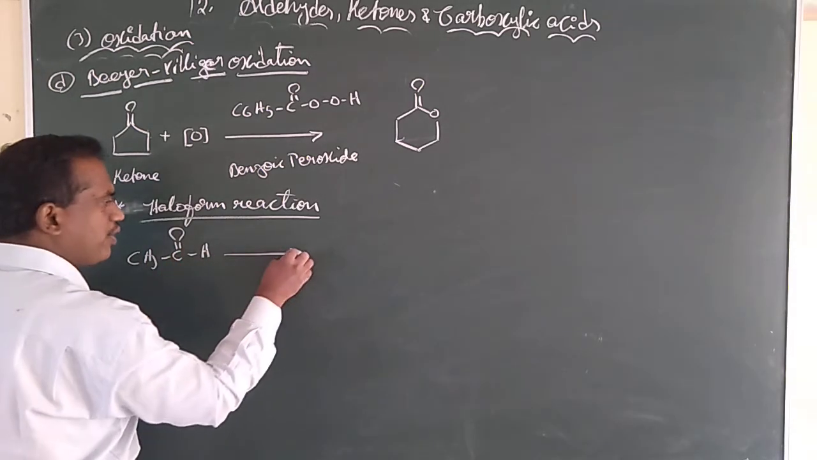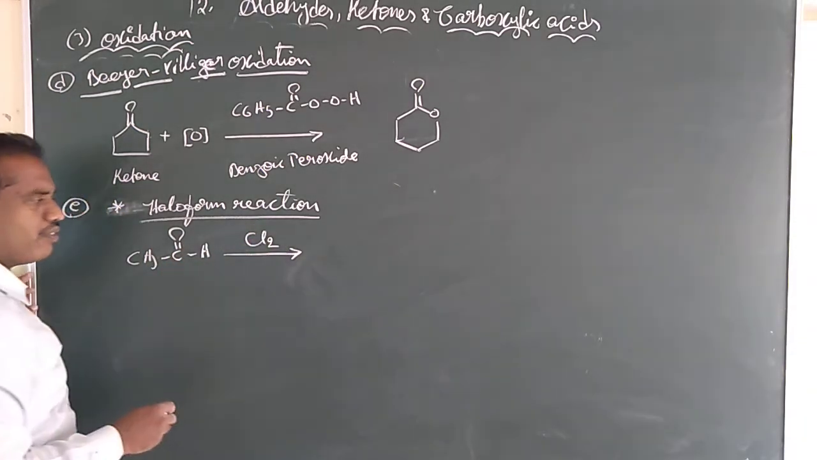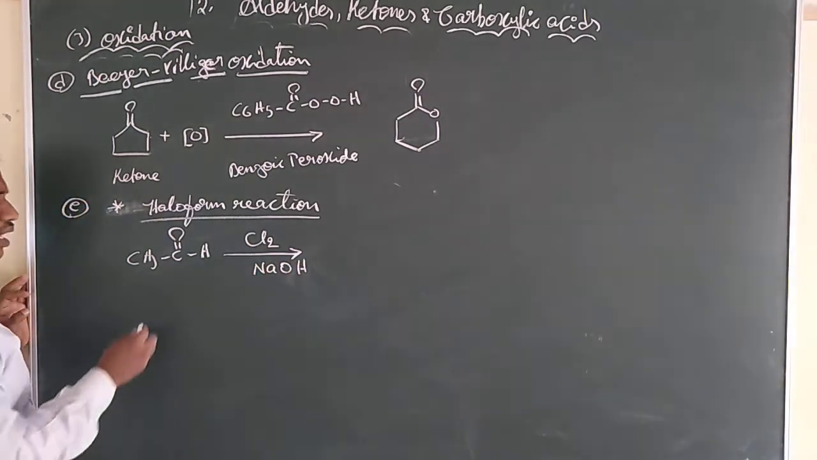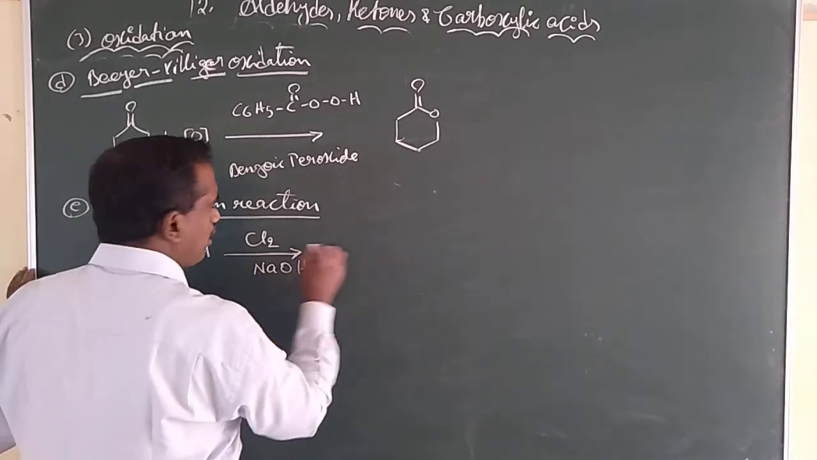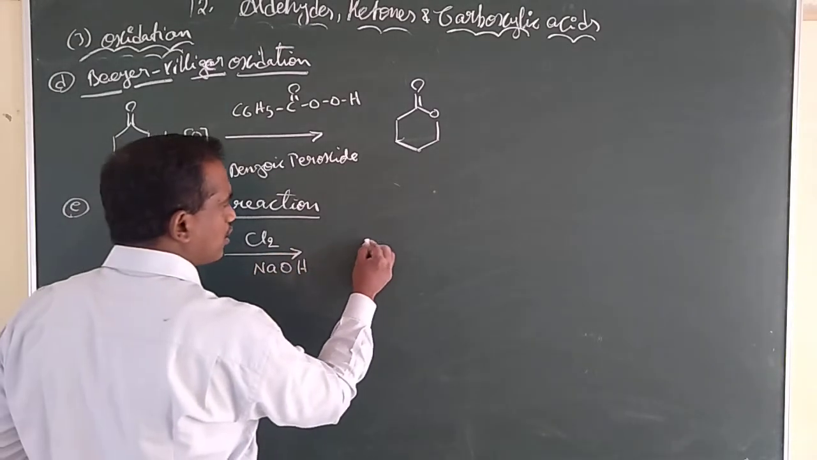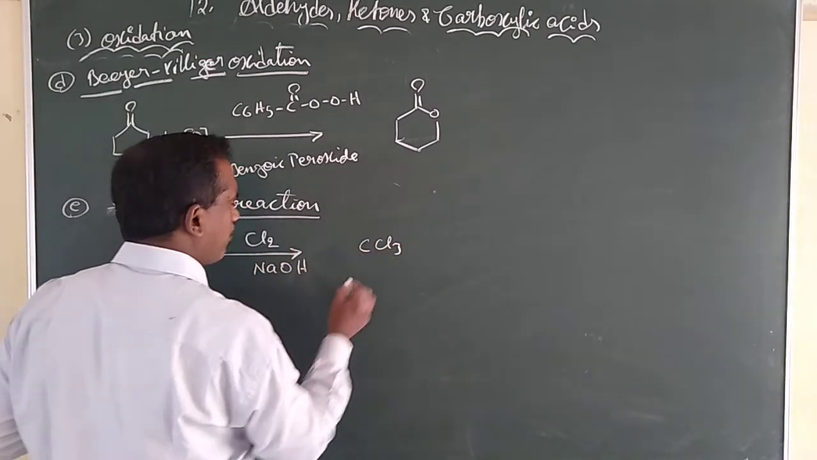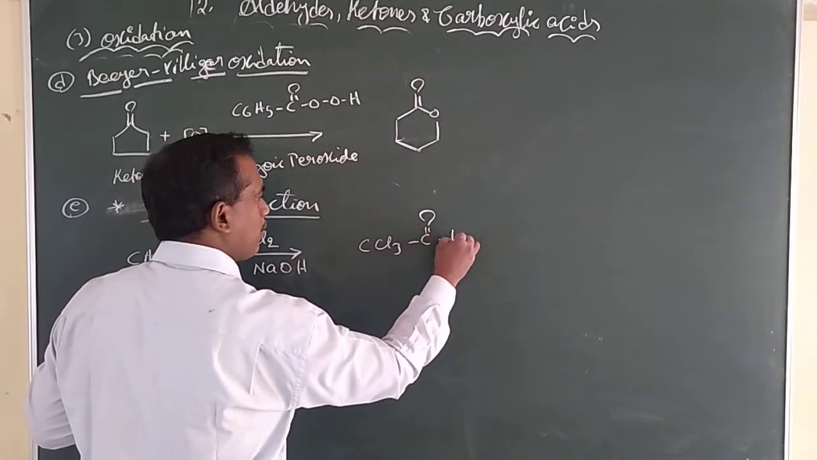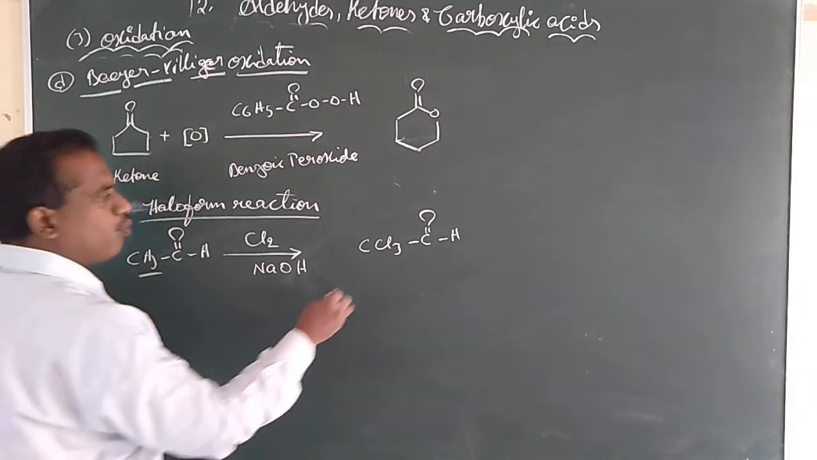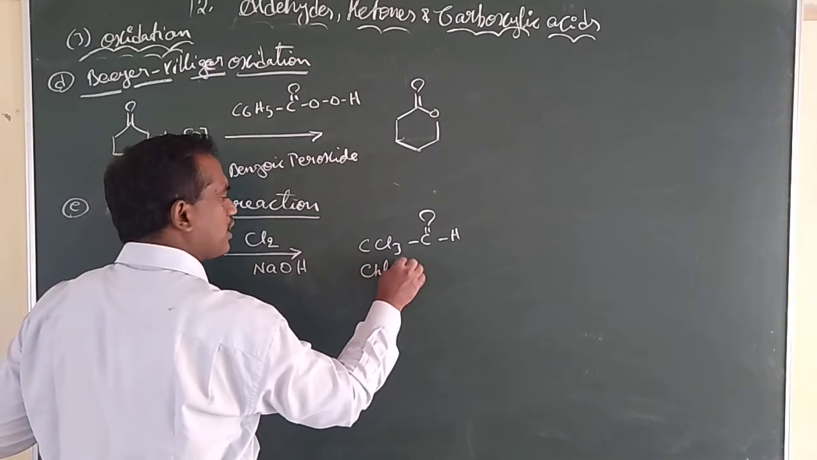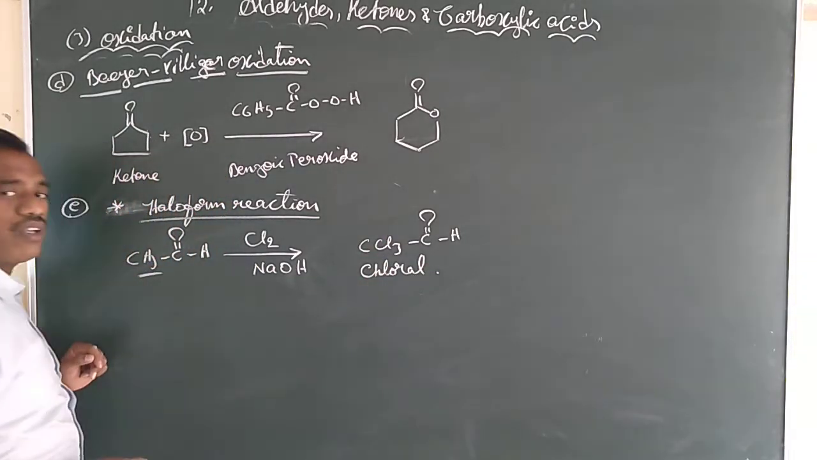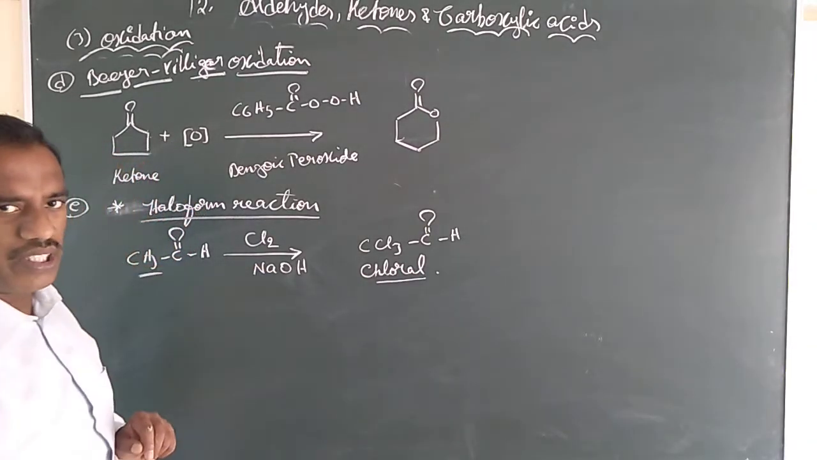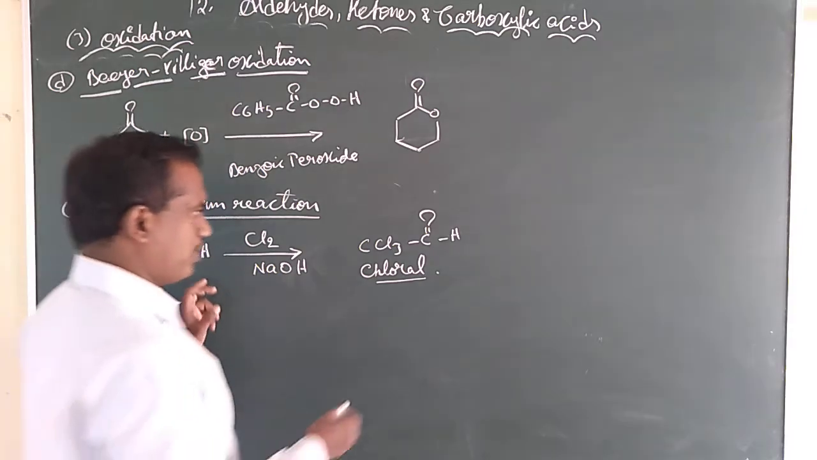Any aldehyde, when you react it in the presence of halogen, in the presence of a base, here I am not balancing the equation. It is forming CCl3, meaning in place of the hydrogens we will get chlorine. C double bonded O, H will be formed. What do we call this one? We call this one chloral. CCl3, C double bonded O H.